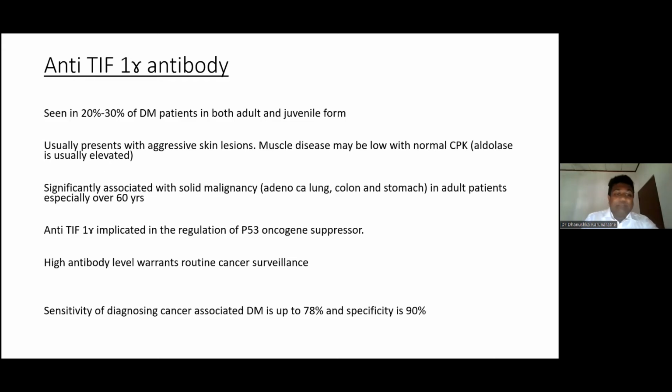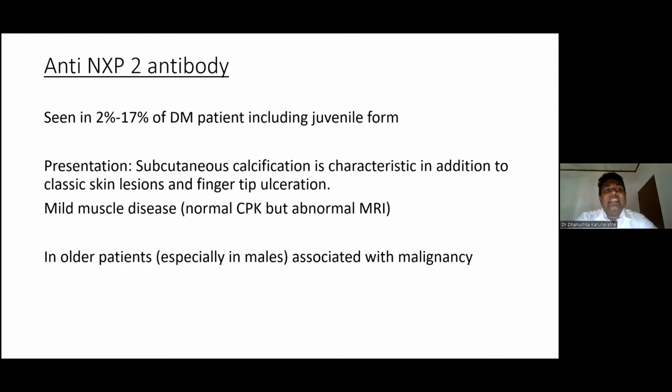And the sensitivity of diagnosing cancer-associated DM among adults is quite high, actually: it's 75% with a specificity of 90%. And then the other cancer-associated antibody is the anti-NXP2 antibody, which is seen in 20 to 17% of the patients with dermatomyositis. This antibody is seen in the juvenile form as well, although it's not associated with malignancy there. And if you see an elderly patient, particularly a male with dermatomyositis positive for NXP2, again, it warrants cancer surveillance.